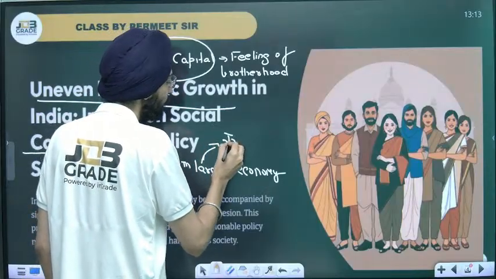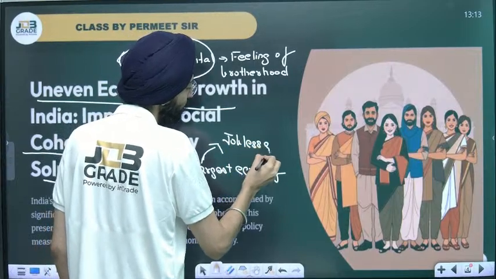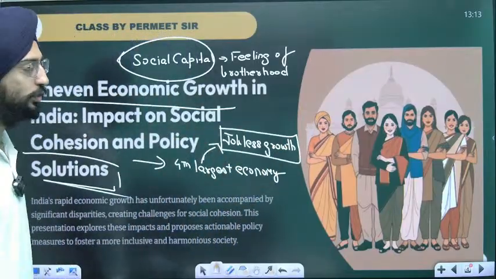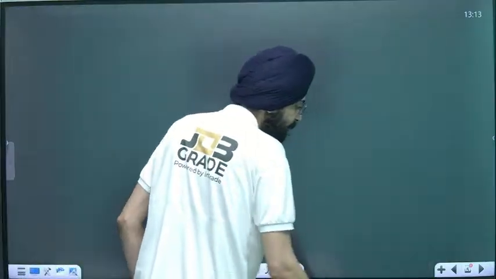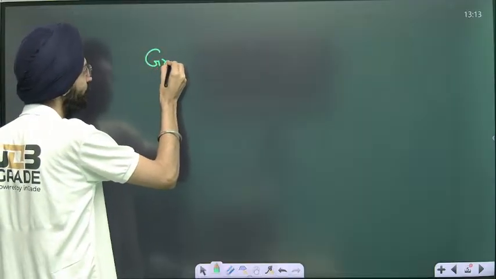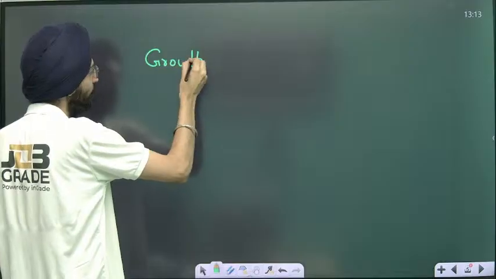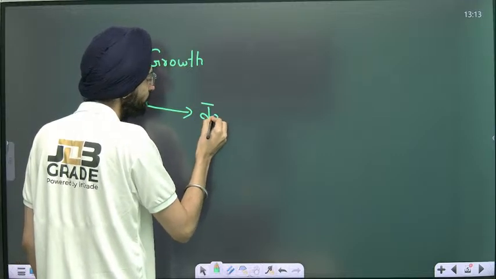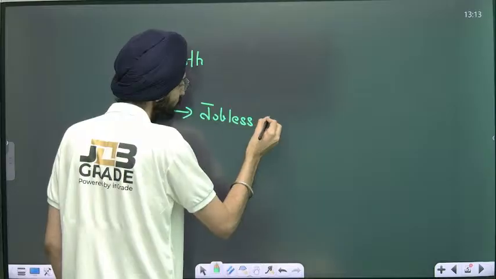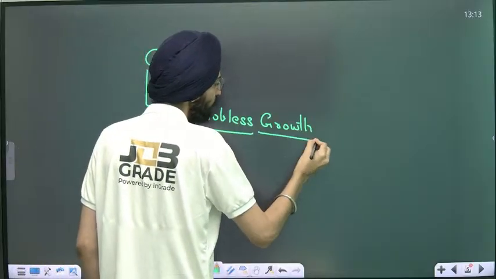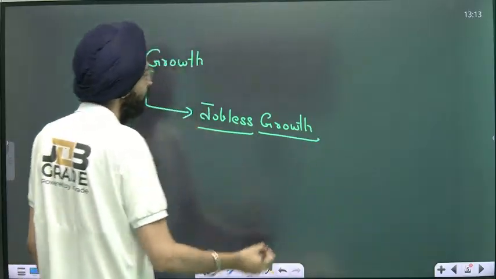Now, consider this example. If there has been too much growth, we are heading towards growth, but it is marked by what we call jobless growth. It's been marked by jobless growth.